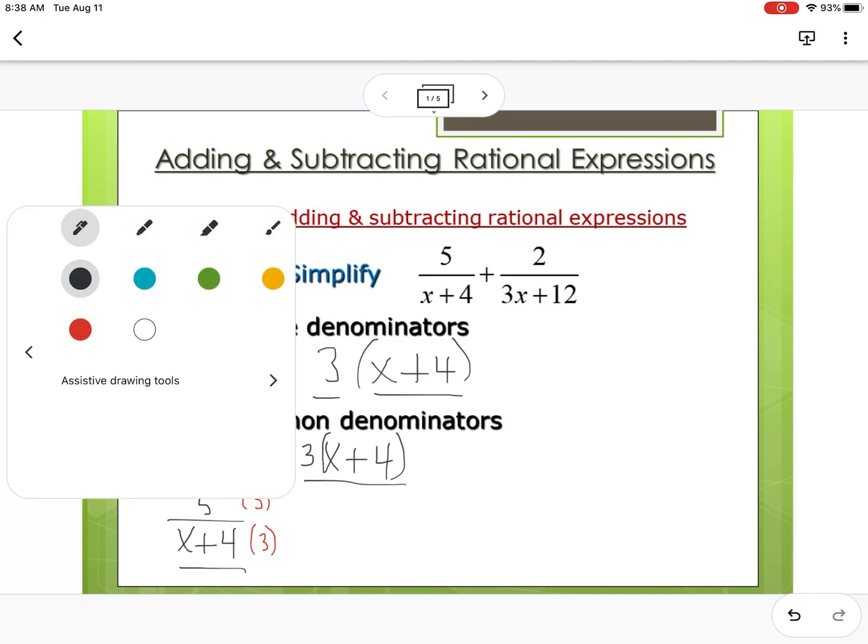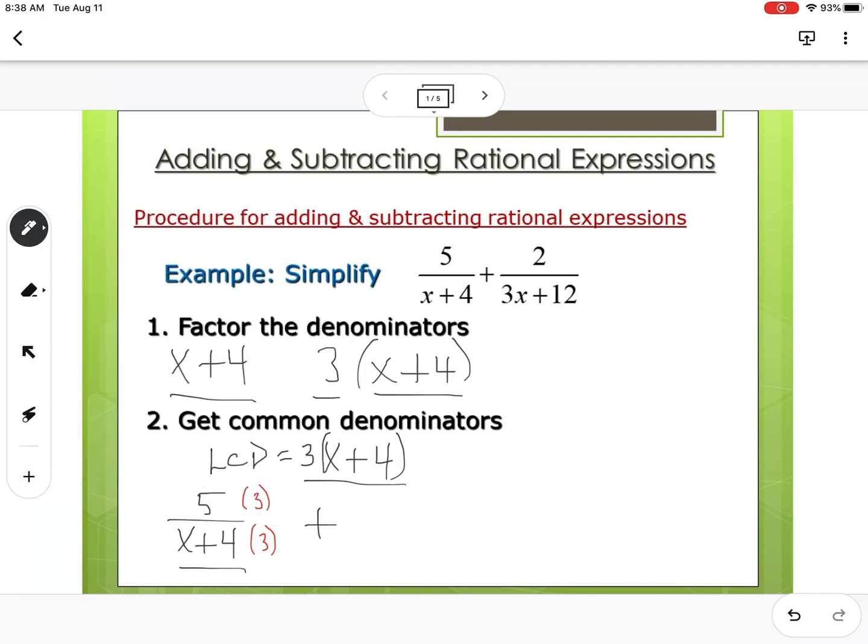All right, so now I'm going to look at the next fraction. And I have a 2 on top. And I'm not going to write the 3x plus 12. I'm going to write the factored form of that denominator. So 3 parentheses x plus 4. All right, so now I want to make that denominator look like my LCD. Well, it turns out that that does already look like my LCD. So I don't actually need to do anything to that second fraction. All right, so now I'm done with step 2, so now I'm going to move on to step 3.